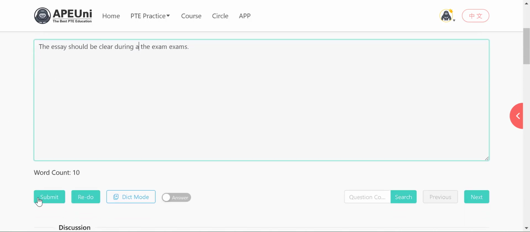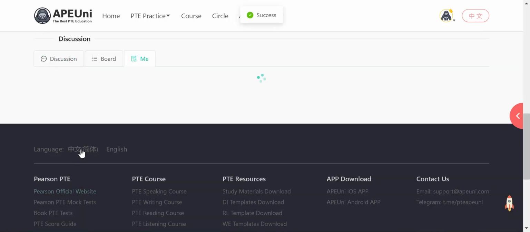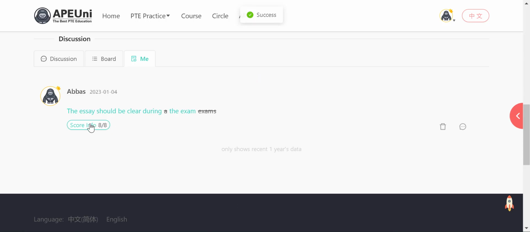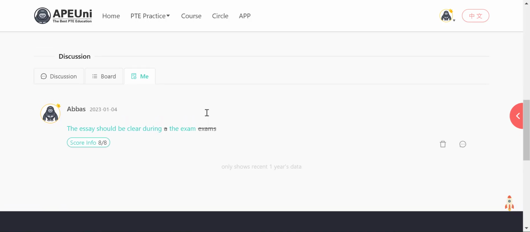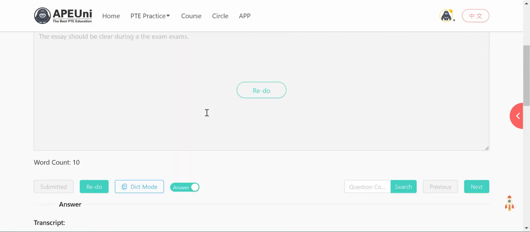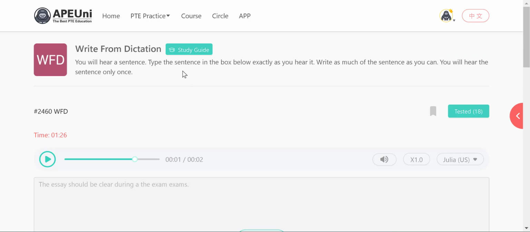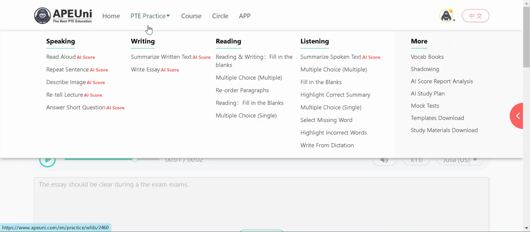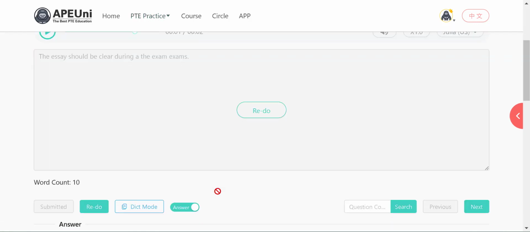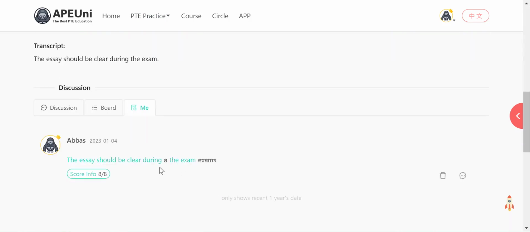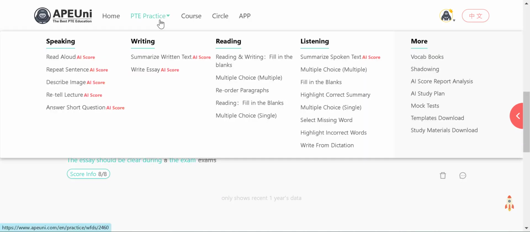Let's see if I wrote down the right thing here. To the listening and also writing, you see a score of 8 out of 8, which means it was right, and there is no A and there is no exams, but it doesn't give you a negative point. So you can actually do that, and it's not very hard because it gives you this flexibility to write down even more words, so you don't have to be worried about that much.